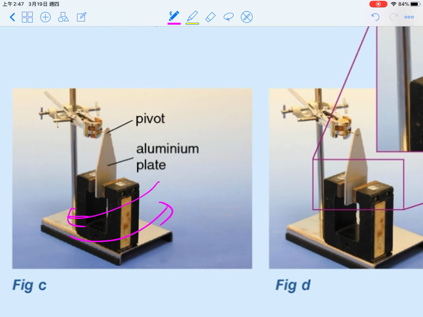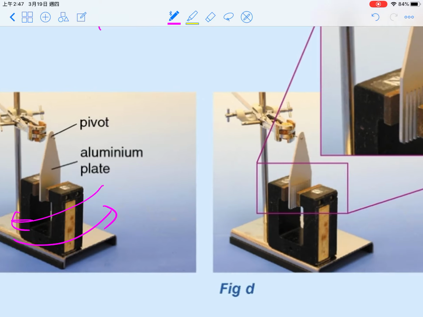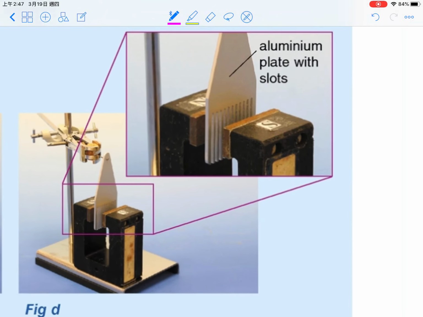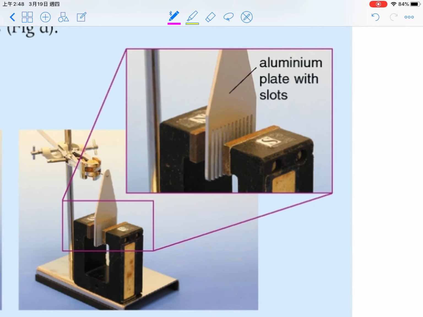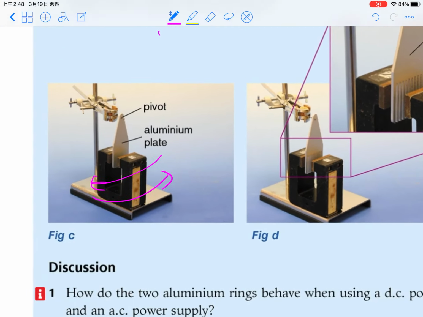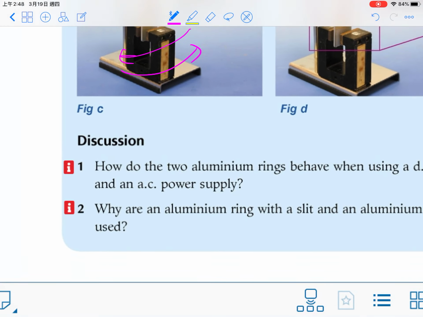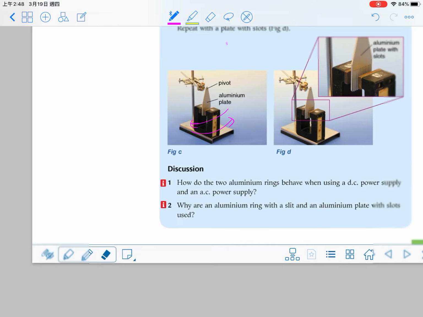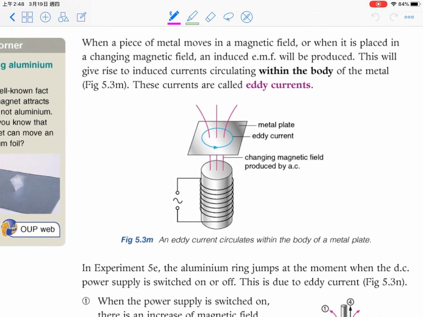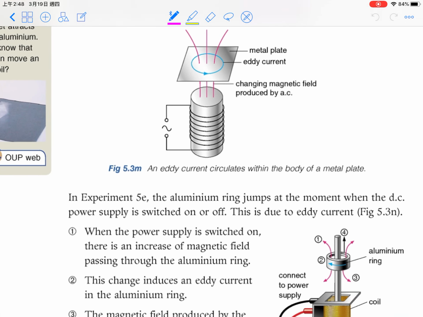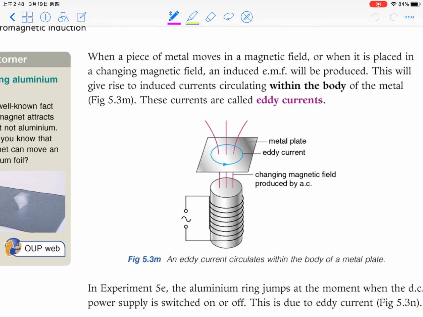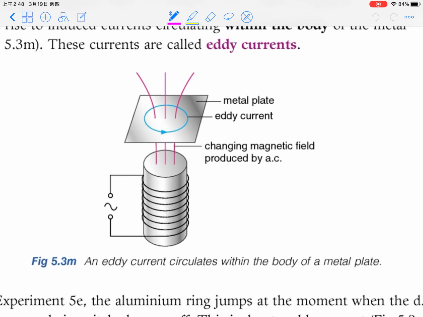If we put a magnet in between, the aluminum plate would come to a stop very fast, in a very short time. But if we use an aluminum plate with slots, it will not come to a stop in a very short time. Do you know why? Now maybe we look at the reason behind.